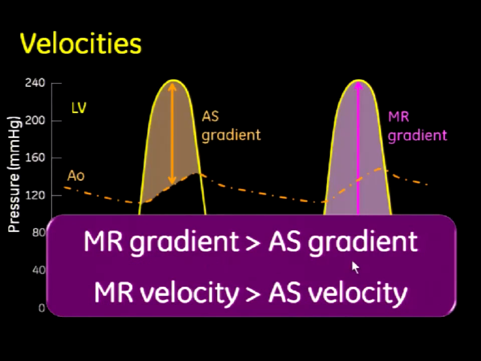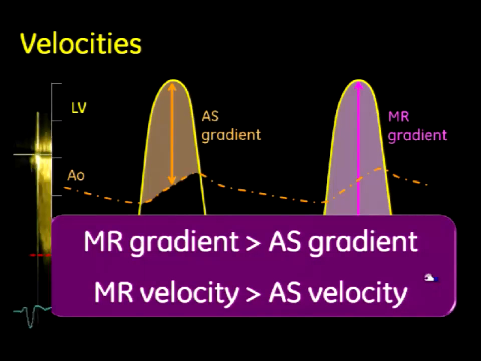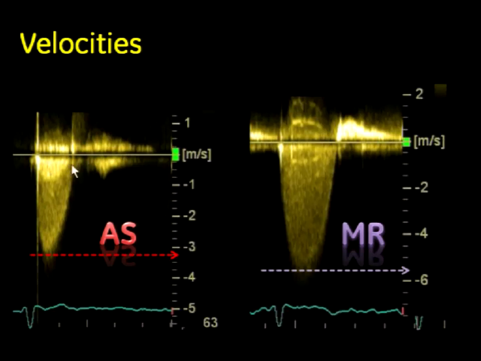So as I mentioned, MR gradient is greater than AS, and so MR velocity will be greater than the AS velocity. So in this example here, from the same patient, we've got the AS signal and the MR signal here. This is aortic stenosis because it's less, and then this one is mitral regurgitation.